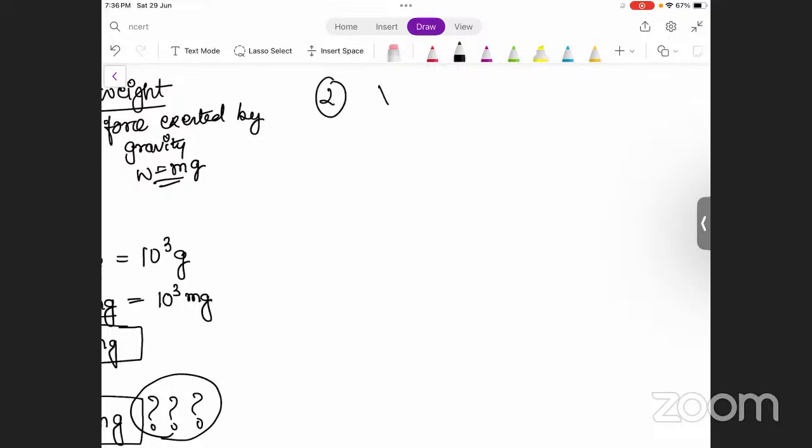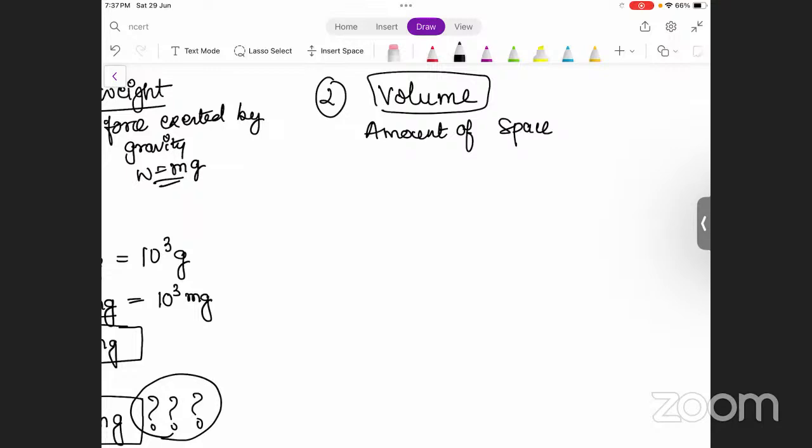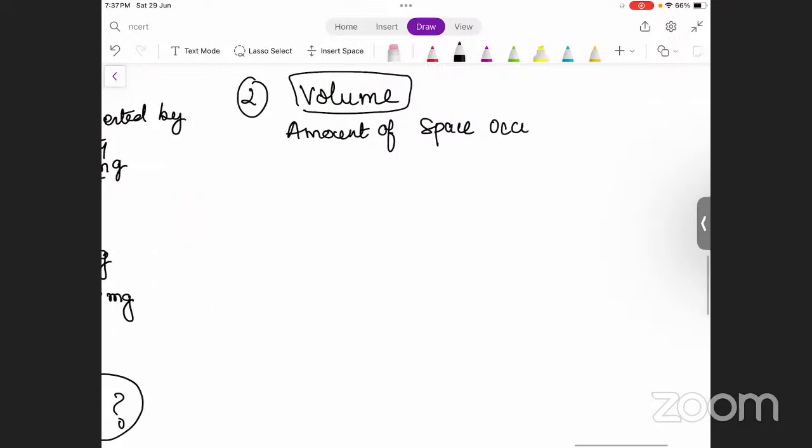Now let's move on to volume. As you may know, volume is the amount of space that will be occupied by any object. And here, mostly we will use the word substance, right? In chemistry, we'll be dealing with chemicals, with different substances. So how will we write it? It is the amount of space occupied by any substance, right?